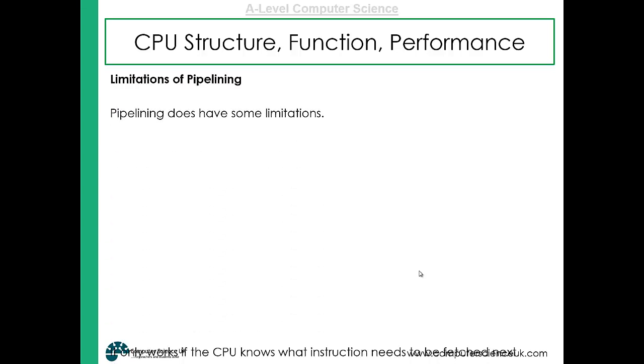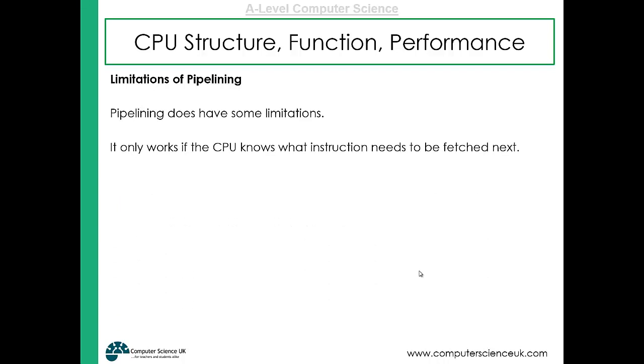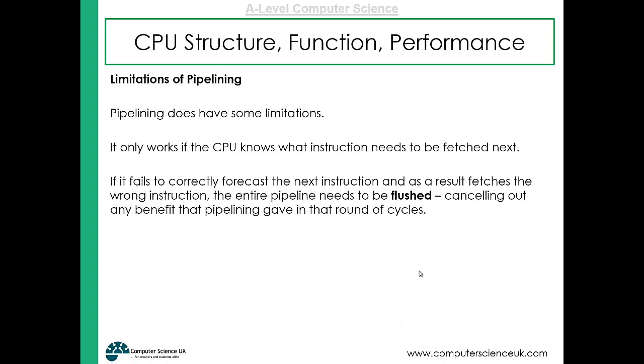Now, pipelining does have limitations. It only works if the CPU knows what instruction needs to be fetched next. If it fails to correctly forecast that next instruction and as a result fetches the wrong instruction, the entire pipeline has to be flushed, cancelling out any benefit that pipelining gave in that round of cycles.